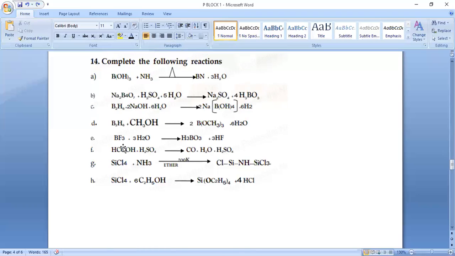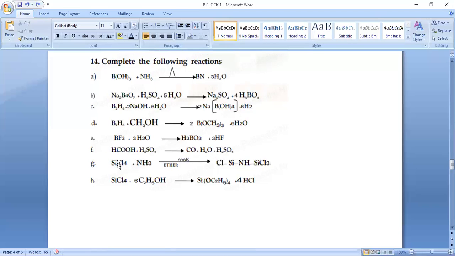BF3 is boron trifluoride, which reacts with water and gives H3BO3, that is boric acid. And then HCOOH, that is formic acid, reacts with H2SO4, that is sulfuric acid, and it gives CO. CO is carbon monoxide, H2O and H2SO4.